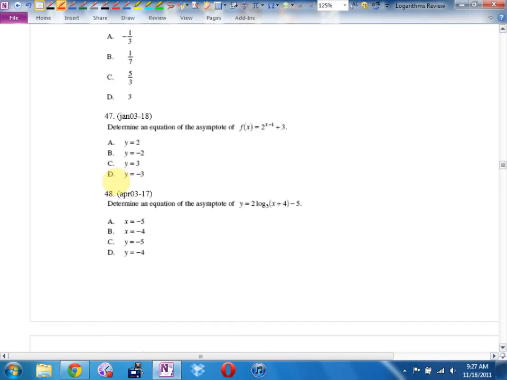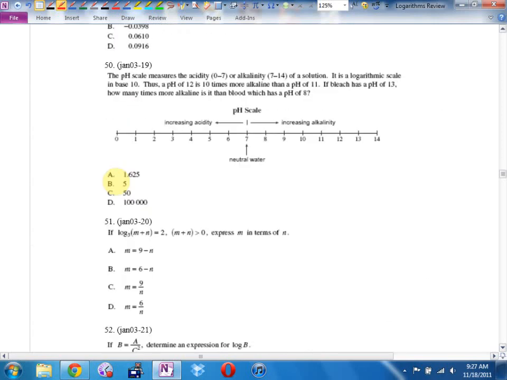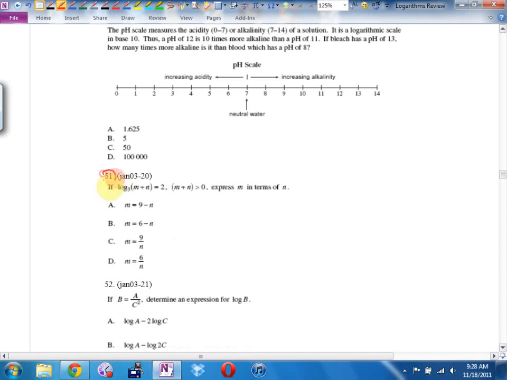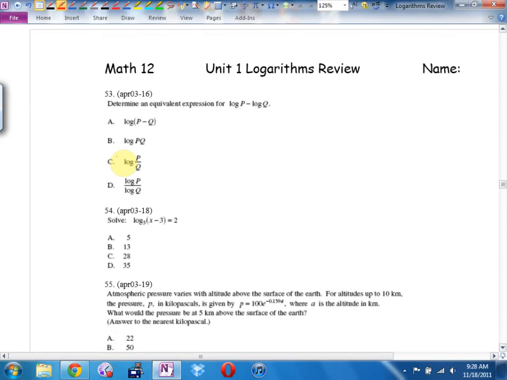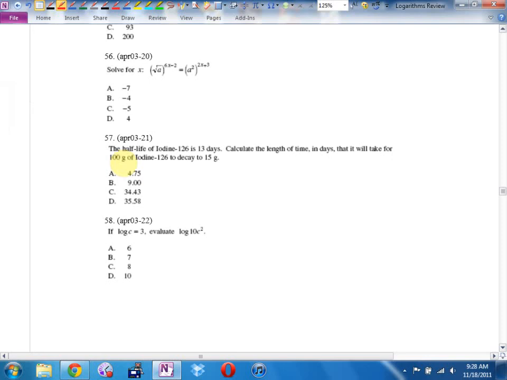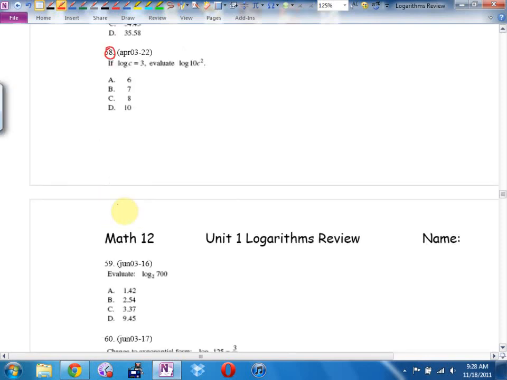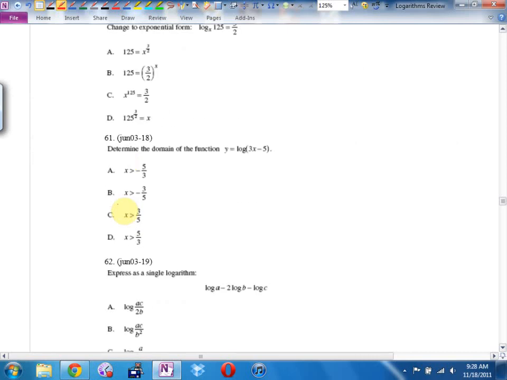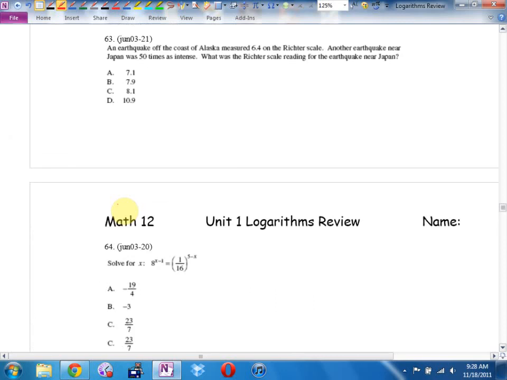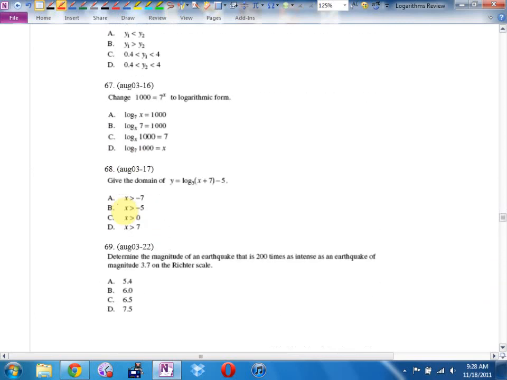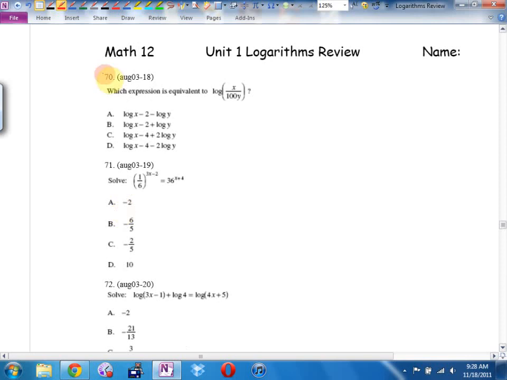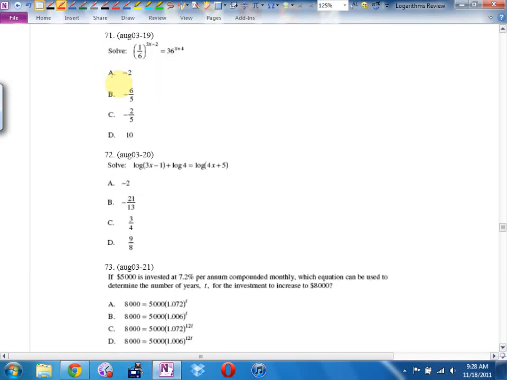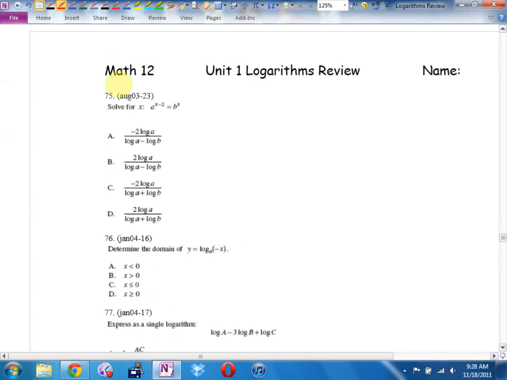T51, 52, 58, 70, sort of. It's a simplify log question, but that's okay. I thought there was one more. I knew there was at least one more. 85.